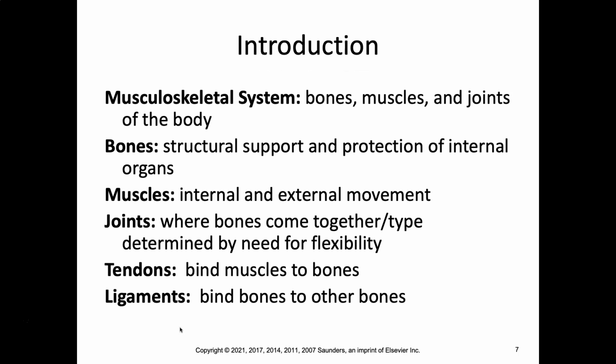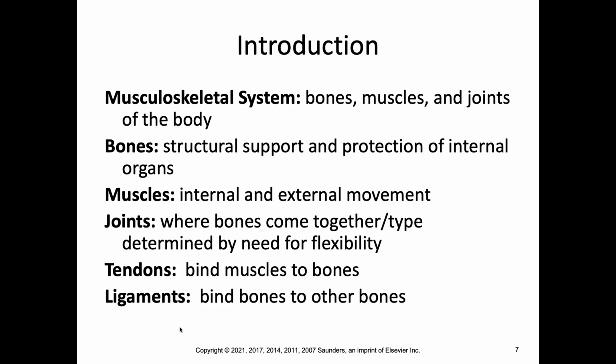What is your musculoskeletal system? It is made up of bones, muscles, and joints of the body. That's what we're talking about here today: bones, muscles, and joints. What are bones? They are the structural support and they protect your internal organs. You can sort of think of them as if you're building a house, these are your support beams. These are what all the weight rests on. They are the strength that hold together your shell so that you can withstand other things.